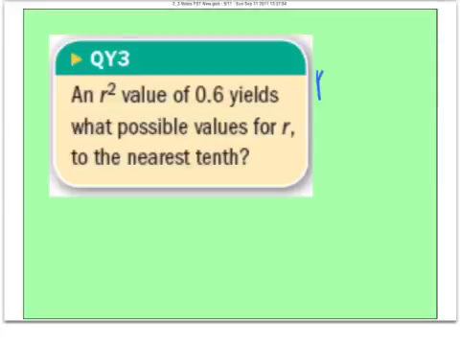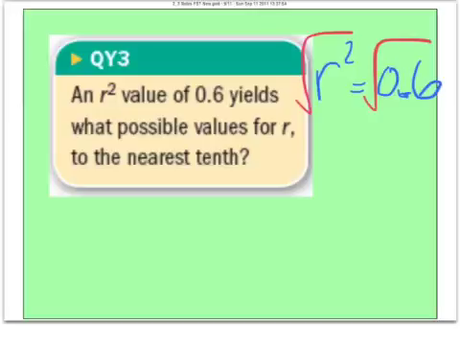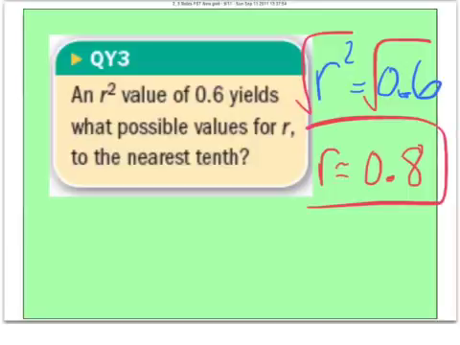Well, if r squared is equal to 0.6, how do you find r? Don't overcomplicate it. To get r by itself, you take the square root of both sides. So when you do that, you're going to get that r is approximately, to the nearest 10th, 0.8. Okay, that's a pretty good correlation. But I have to tell you, this is not the only answer.